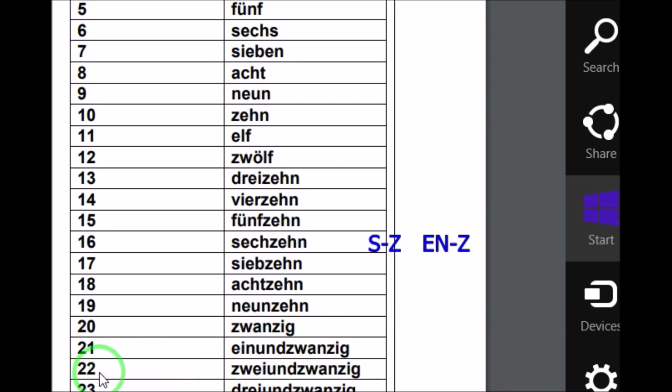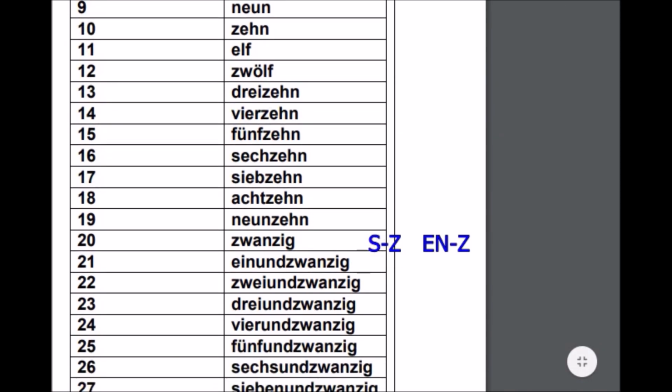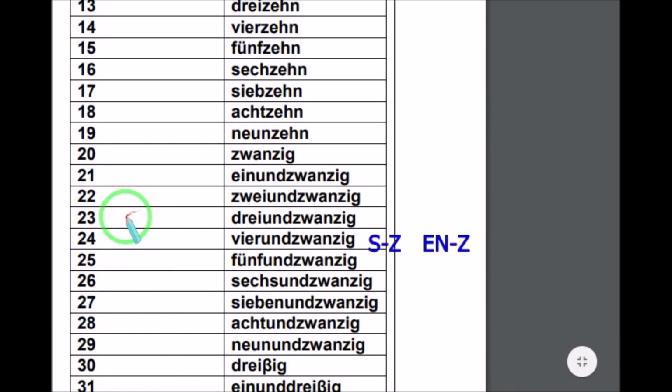Next is 22. The number at the units place is zwei, as 2 is called zwei. So zwei, then und, and as it is in the series of 20, it becomes zwanzig. Moving ahead, 23, we write drei, then und, and then zwanzig. 24 will be vier, und, zwanzig. 25, fünf und zwanzig.